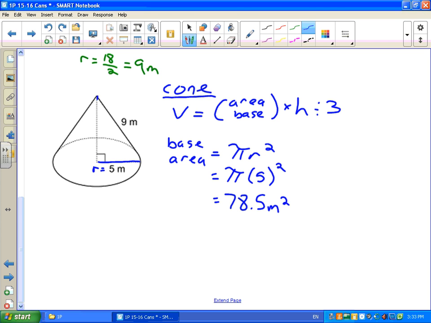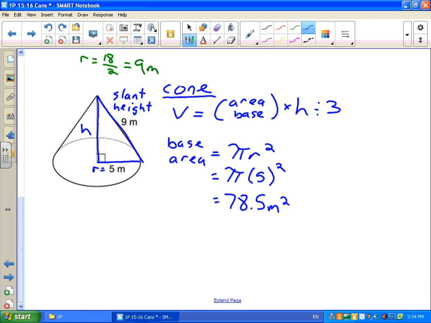Now our height has to go right down to the center of that base there. They don't give us a value for the height. Okay? We don't know what that is there. What they give us instead is this length over here, which is our slant height. We can't use the slant height in this volume formula, so we need to calculate what our height is.